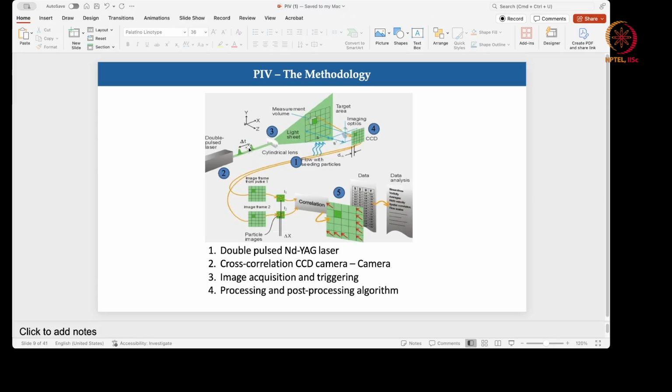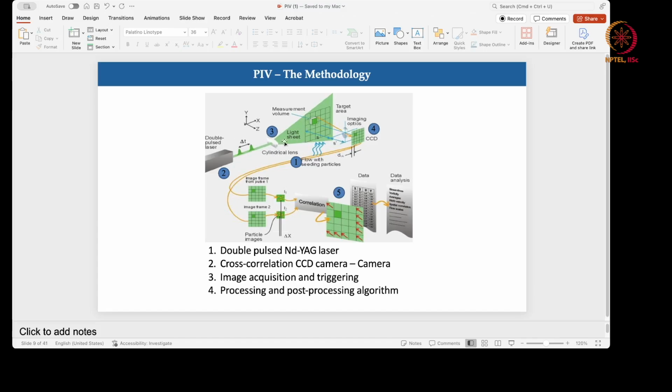Remember that this delta t between the two pulses is controllable. The laser pulses have a finite time span, typically of the order of nanoseconds, but there is a pulse to pulse separation which can be of the order of microseconds. And we can go even lower than that these days.